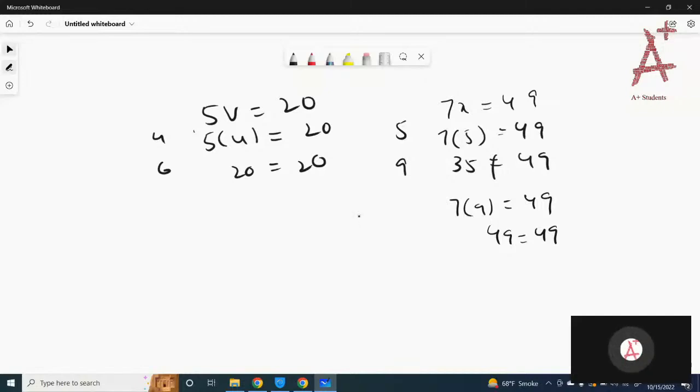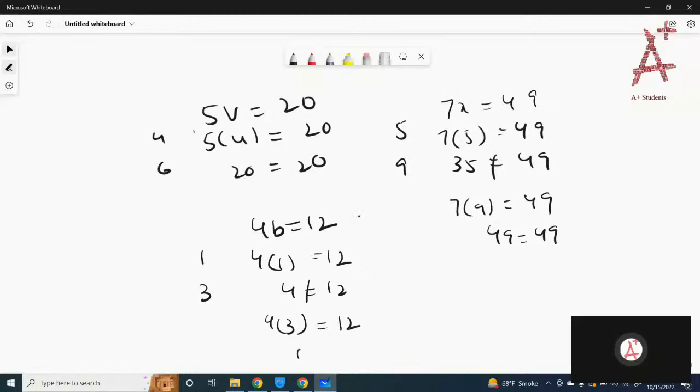Okay, the next one is 4b equals 12 and the options are 1 and 3. So you can check for the first one. 4 times 1 is 4. They are not equal. Let's check for the second one. 4 times 3 is, yes, it is 12. Got it? So the correct option is 3.